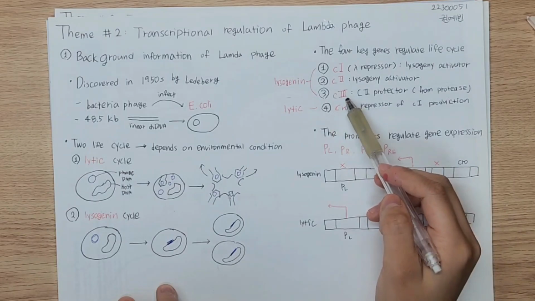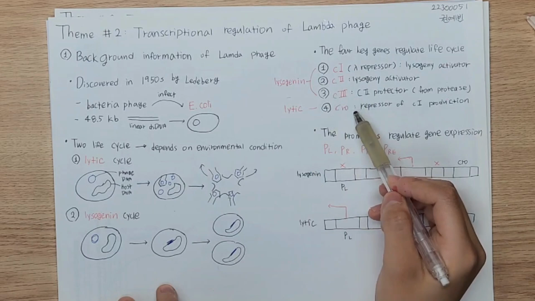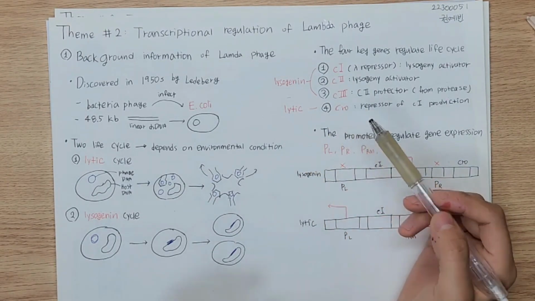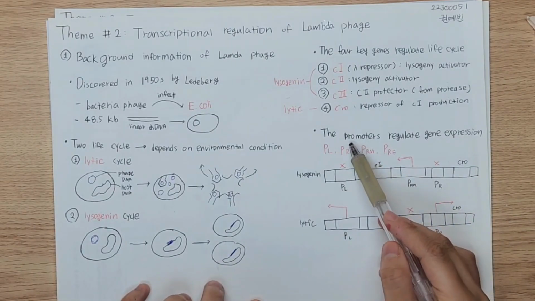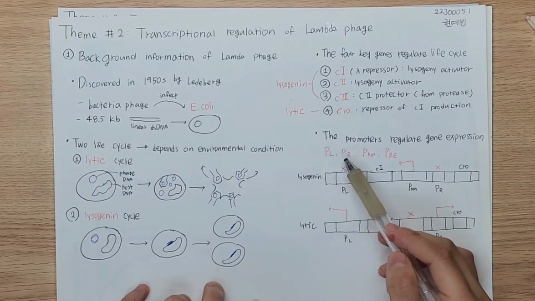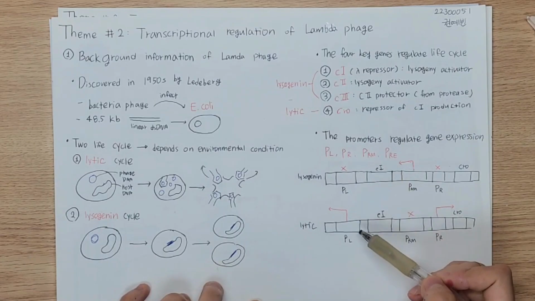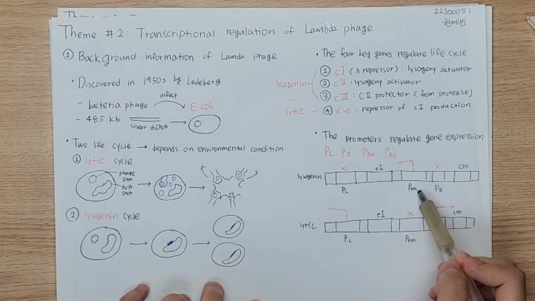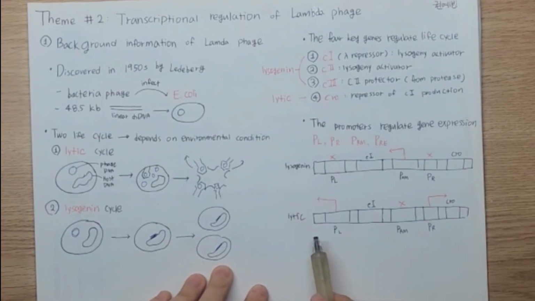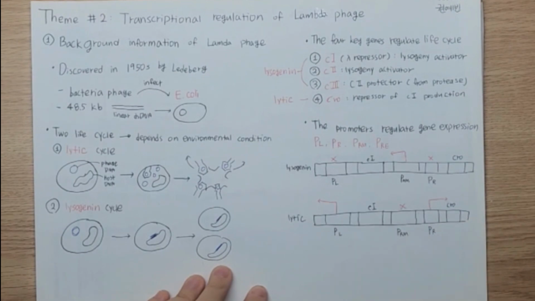In summary, strong expression of C1, C2, and C3 leads to the lysogenic cycle, while strong expression of CRO promotes the lytic cycle. The levels of C1, C2, C3, and CRO are determined by the promoters near their genes, which include PL, PR, PRM, and PRE. In the lysogenic state, PRM is on, while PL and PR are off. In the lytic state, PL and PR are on, while PRM is off.